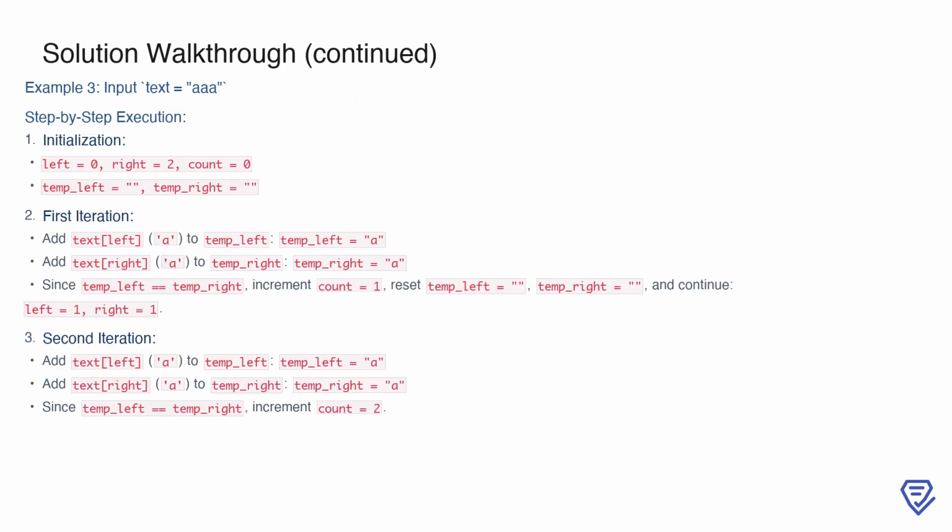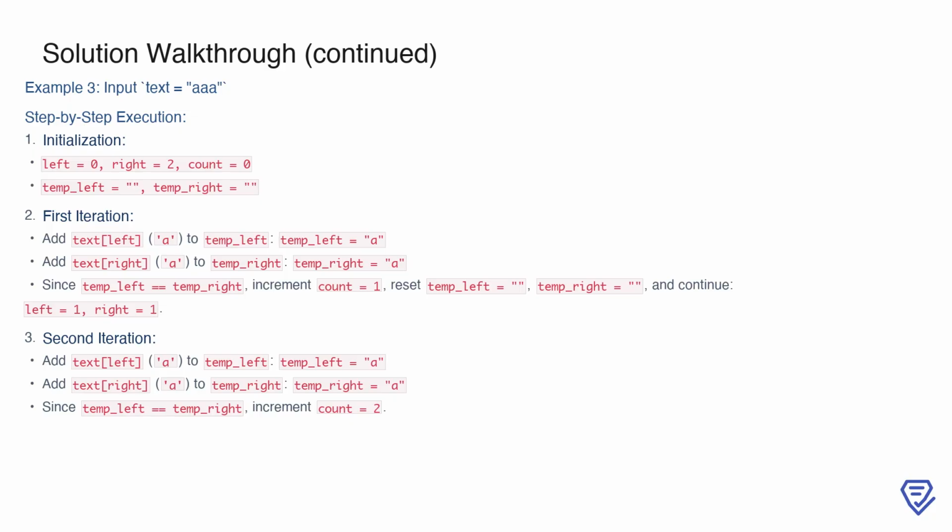For our third example, we have a much shorter input string, AAA. Starting with the same initialization, we set left to 0, right to 2, and initialize count, temp_left, and temp_right. In the first iteration, we add the character from both ends of the string to temp_left and temp_right. Since these two strings are equal, we increment count to 1, reset the temporary strings, and move the pointers inward.